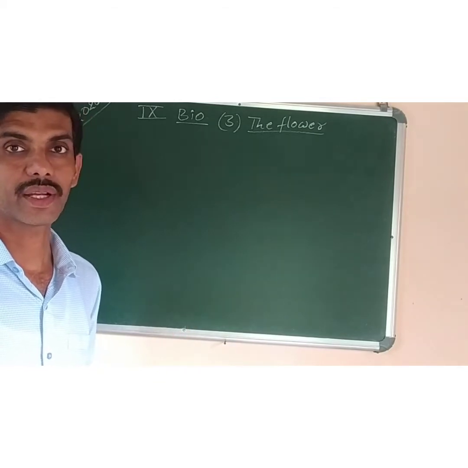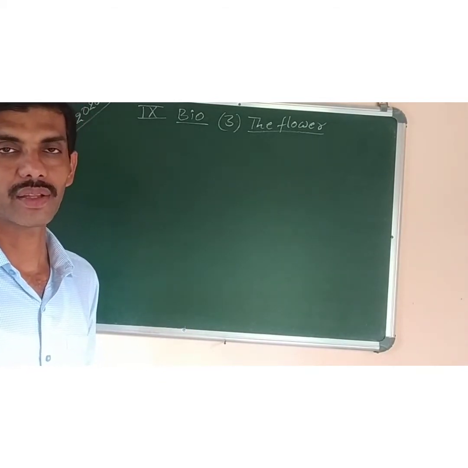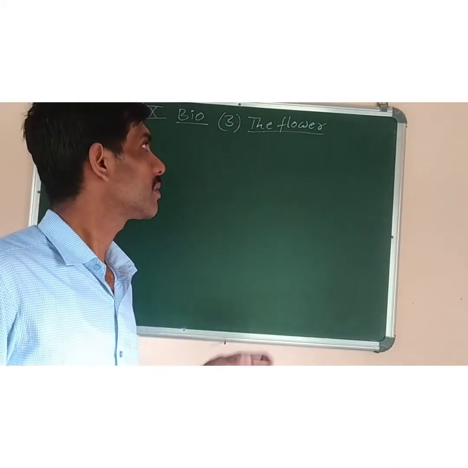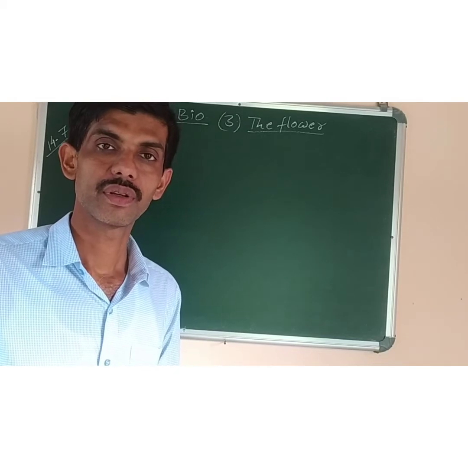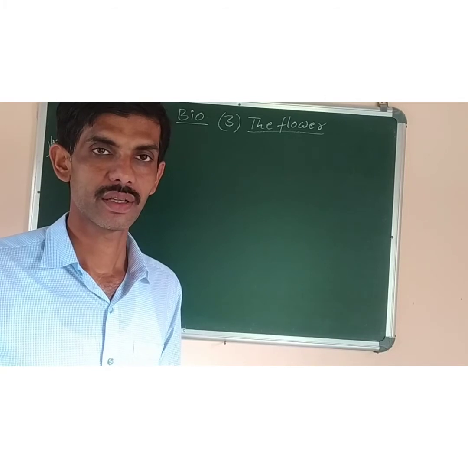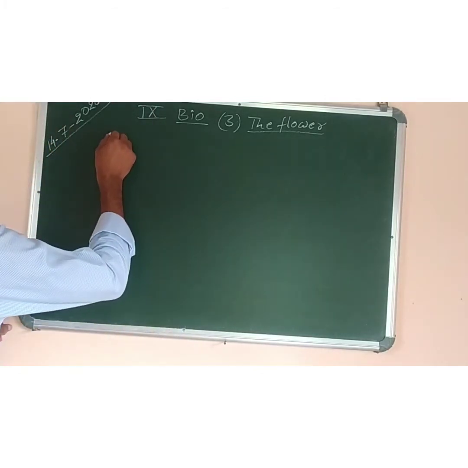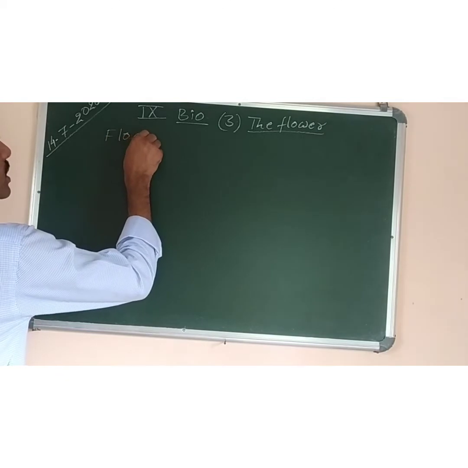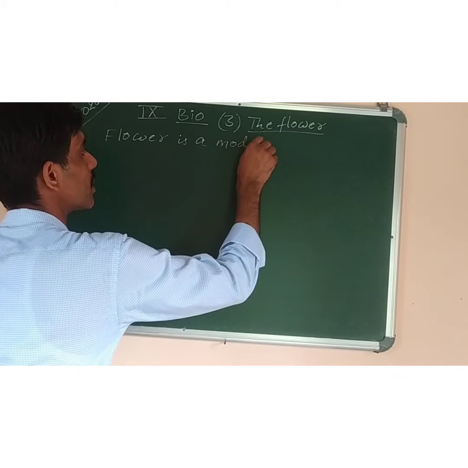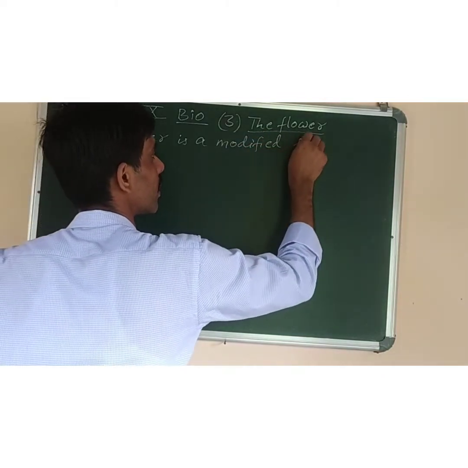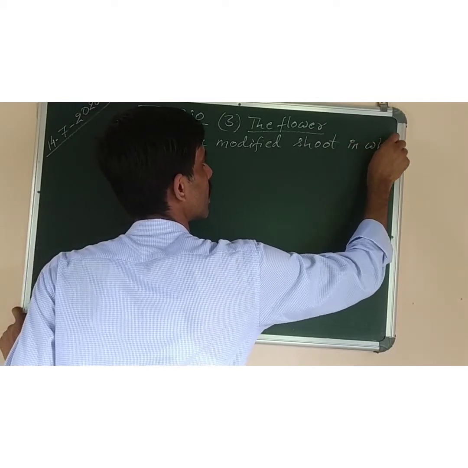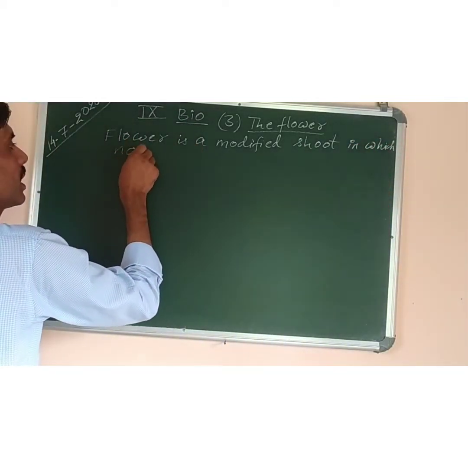You cannot say flower is red in color, green or yellow in color. No, that is not the definition. Layman's definition is not required. So what we need to define, flower is a modified shoot in which the nodes and internodes are highly condensed. So I will just write down the definition. Flower is a modified shoot in which nodes and internodes are highly condensed.